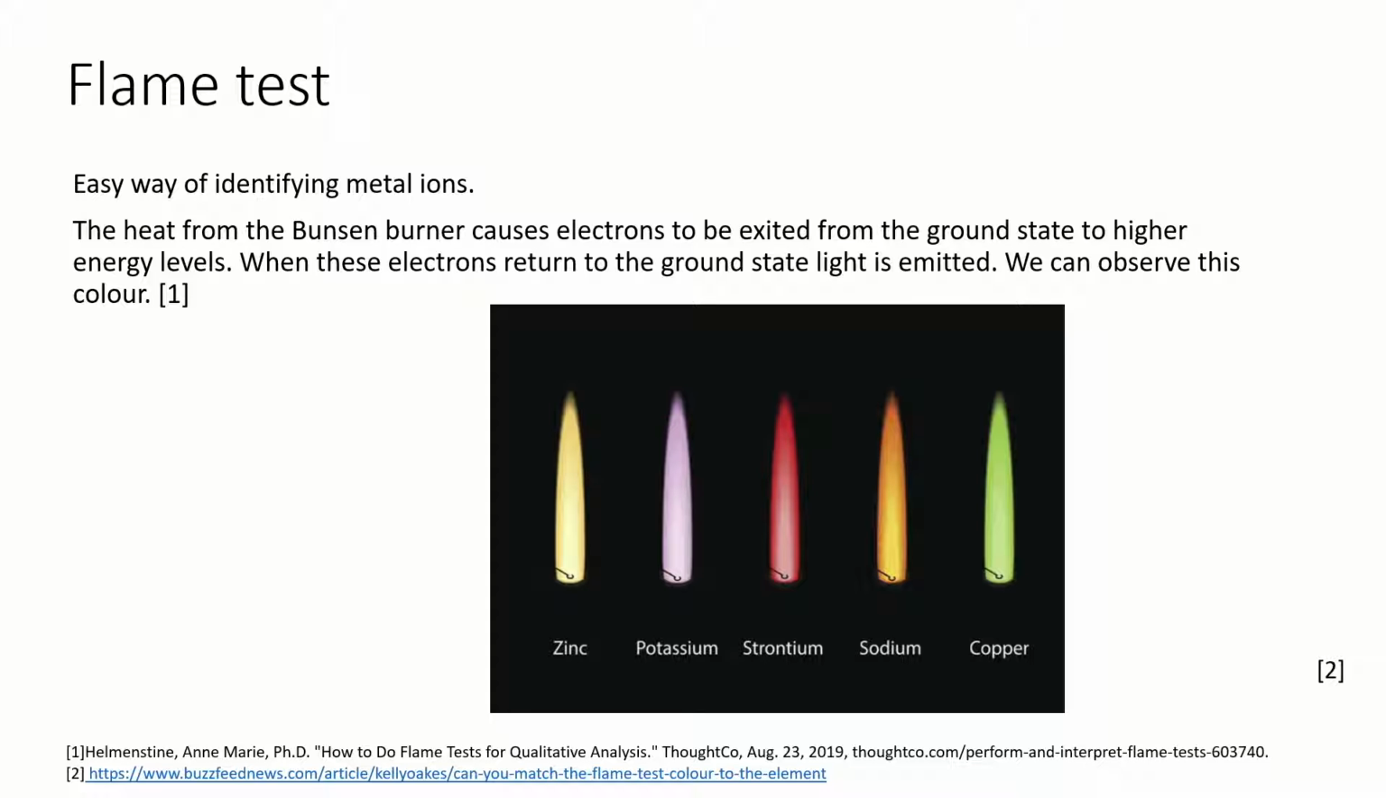Another type of aqueous ion test is the flame test. It's an easy way of identifying metal ions because it's very simple to set up and the apparatus is very basic. The heat from the Bunsen burner causes electrons to be excited from the ground state to higher energy levels. When these electrons return to the ground state, light is emitted. We can observe this colour.